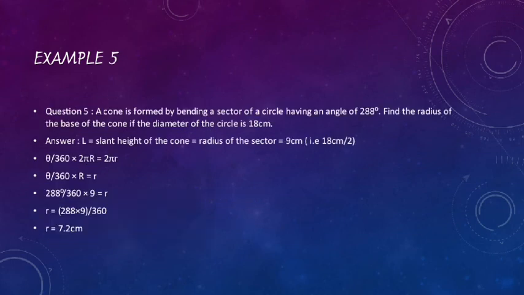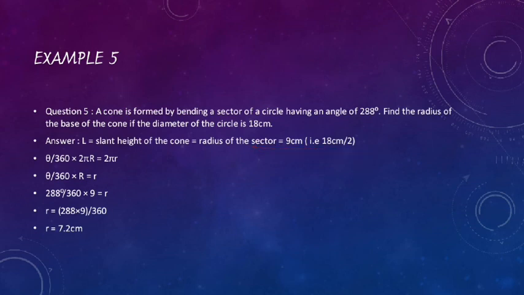Then the last example there, we have example 5. A cone is formed by bending a sector of a circle having an angle of 288 degree. First of all, find the radius of the base of the cone if the diameter of the circle is 18 centimeter. The first thing we are interested in is the radius, and we are given the diameter to be 18. Then you divide the diameter by 2 in order to get the radius. That's the first step there.